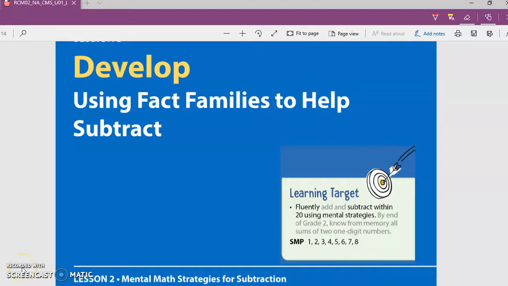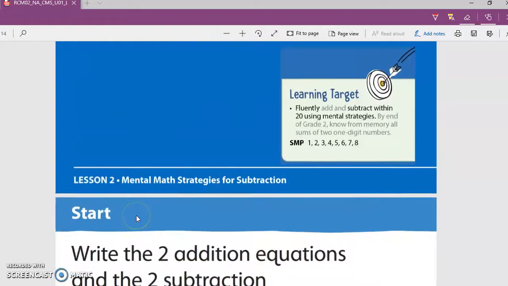Today for math, we are working on a new strategy to help us solve subtraction problems. This one is using fact families. And we talked about fact families in the beginning of the year when we talked about the numbers living in the houses, and we wrote number bonds, and we were writing addition and subtraction equations to go with those number bonds. So let's start off with a little review.